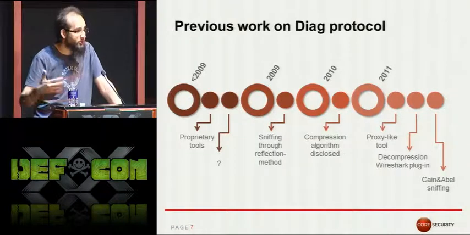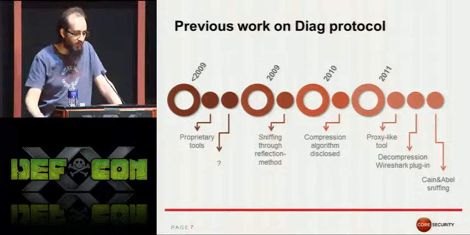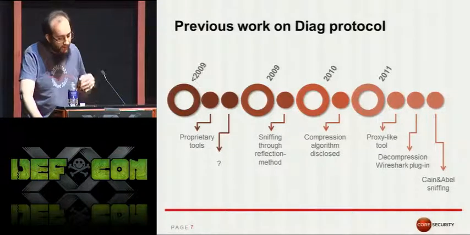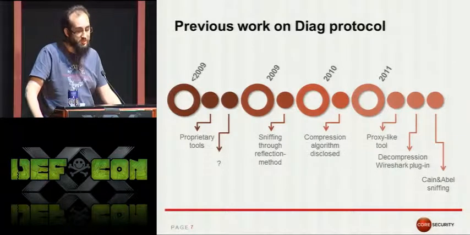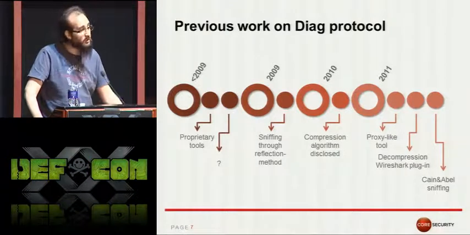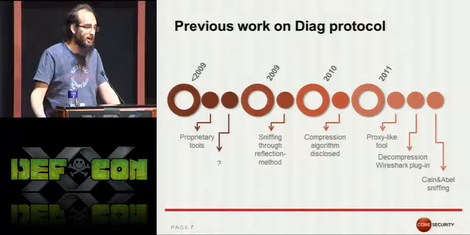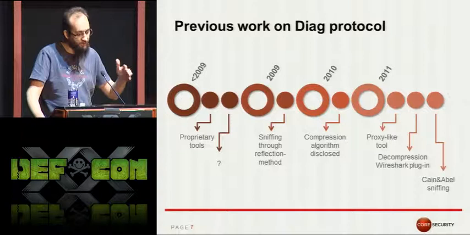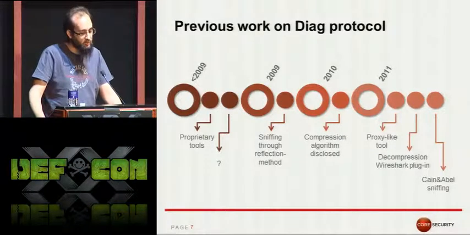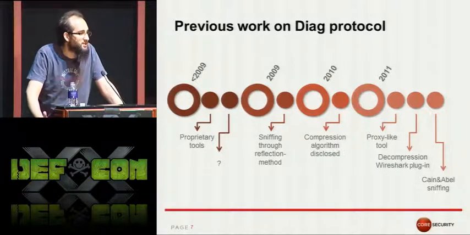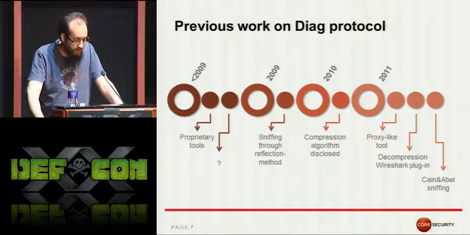And there was a lot of work in recent years around the protocol. Back in 2009, there were some proprietary tools to try to dissect the traffic of the protocol and get clear text credentials, but these tools were not public. In 2009, Securion published a paper in which they introduced a method for sniffing the clear text credentials, which they called a reflection method, which is basically to get a network trace of a login and start a fake server, using the trace of that session and connecting with another GUI to that fake server and looking into process memory to get the plain text password. So it's not a very useful attack. It works, but it cannot be used in a practical way.